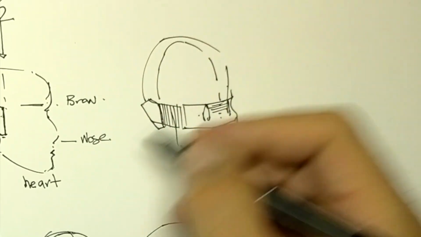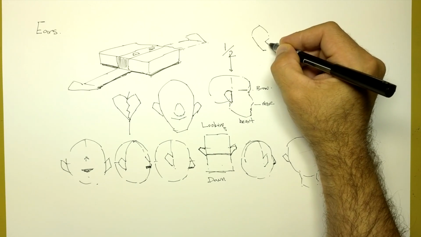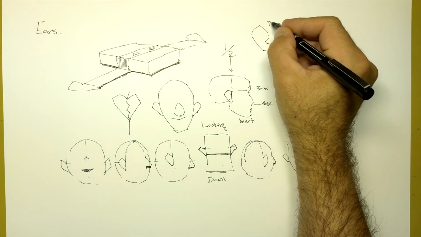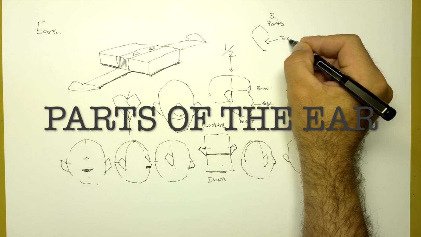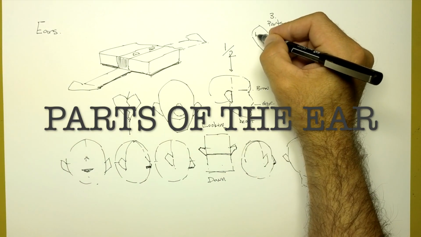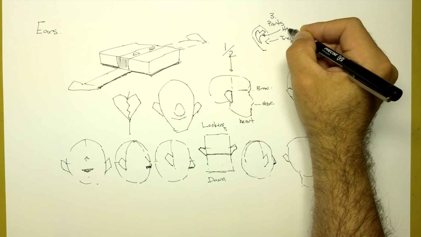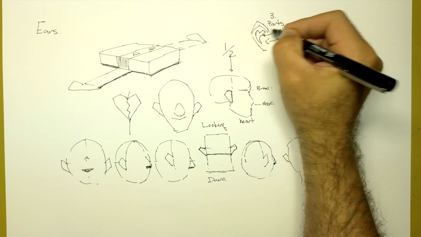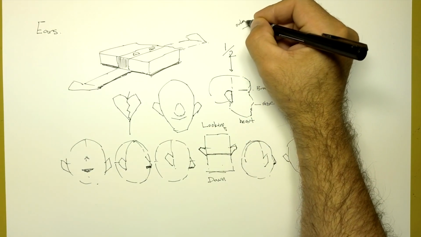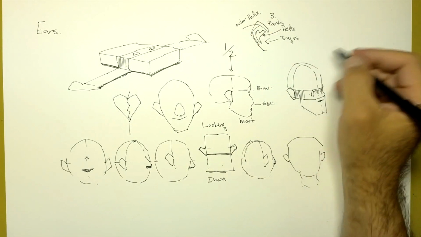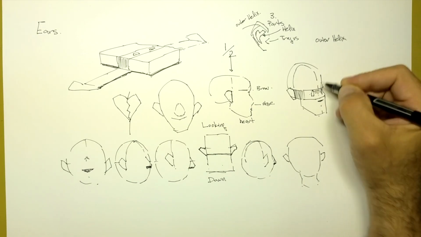Just getting a little bit more realistic with it. And here's a really basic anatomy. It's funny, I say there are three parts and then I draw four parts for you. Sometimes people say it's like a Y. So you've got the inner helix, the outer helix, the tragus, and then of course the earlobe.